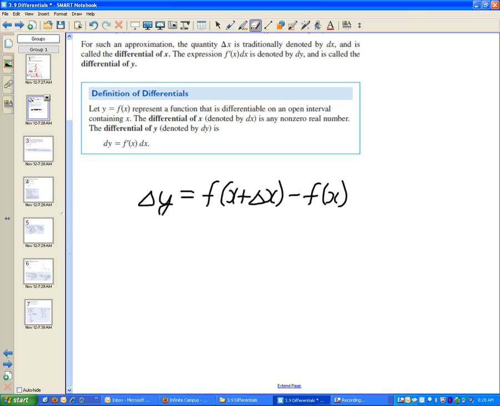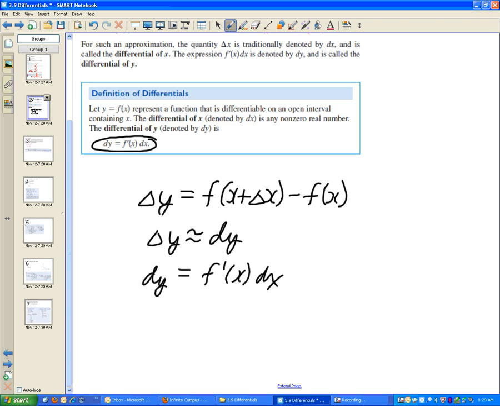All right. And then the other definition is this. dy is going to be an approximation. So delta y is approximately dy. And dy equals f prime of x dx.